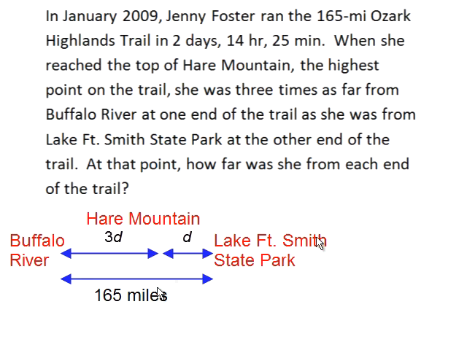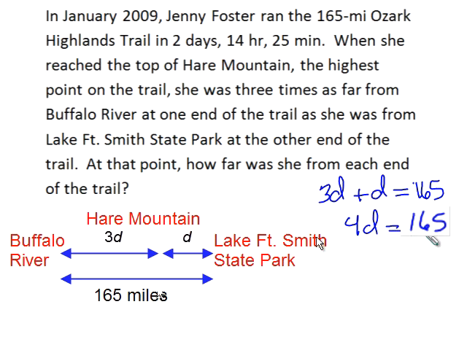So now we have the ability to create an equation because we know that this distance plus this distance better give us our total distance, or in other words, 3d plus d should equal 165 miles. So solving this equation by first adding our like terms, we have 4d equals 165. And then we need to divide both sides by 4.